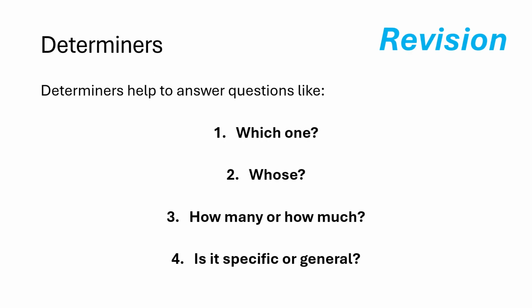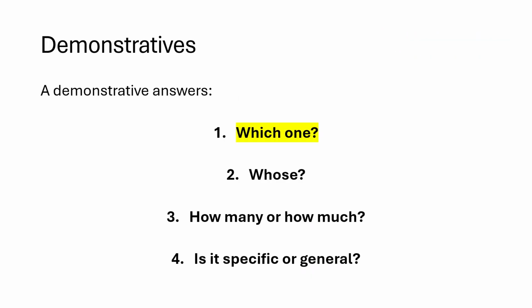Determiners help to answer questions like which one, whose, how many, or how much. Is it specific or general? Demonstratives specify which one.